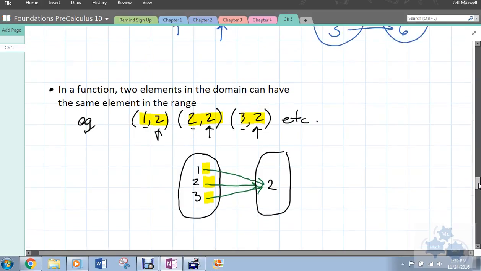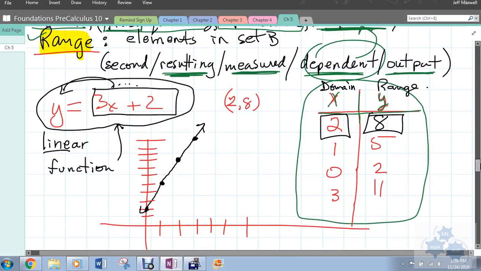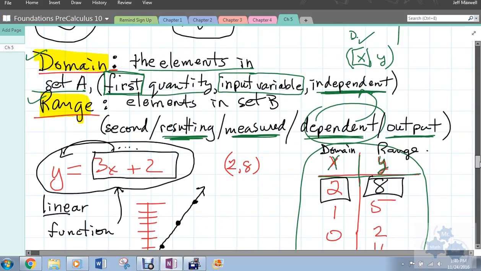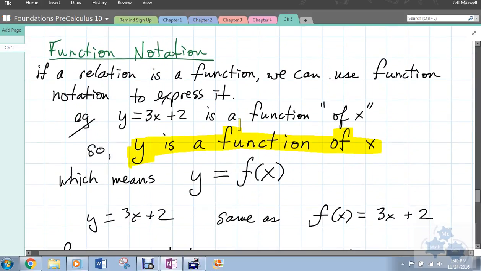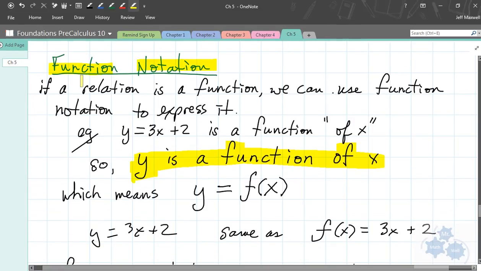So there's a little bit about function. It's a special relation. How does it look in ordered pairs? All right? We're going to talk a little bit more about what the graph looks like for a function. Not yet, I'm going to talk more about that. Domain and range, big deal. Okay? The second part of this lesson here is called function notation. Okay, so there's a special way to notate a function, and it's called function notation.